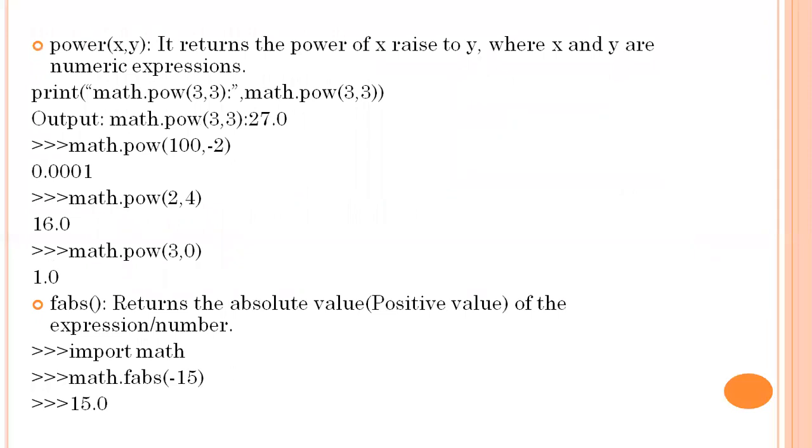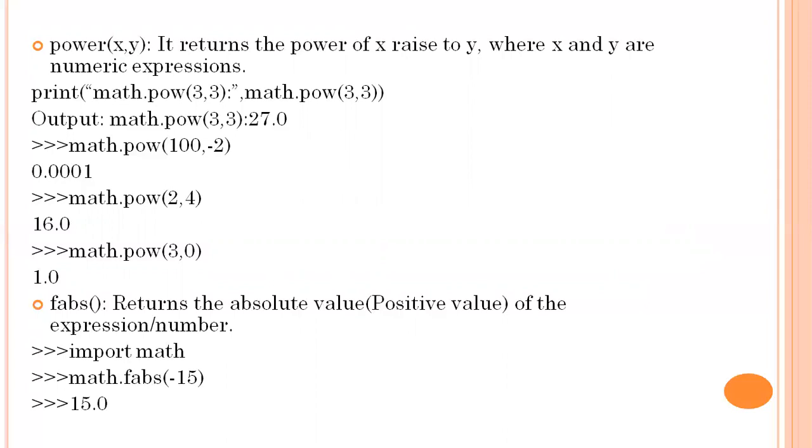Next is the power function. Through this, we can calculate x raised to the power y. For example, if we write math.pow(3, 3), it will calculate 3 raised to the power 3, that is 27. If we write math.pow(100, -2), it will give the output 0.0001. If we write math.pow(2, 4), it will calculate and give you the output 16.0. And math.pow(3, 0) will calculate 3 raised to the power 0, that will be 1.